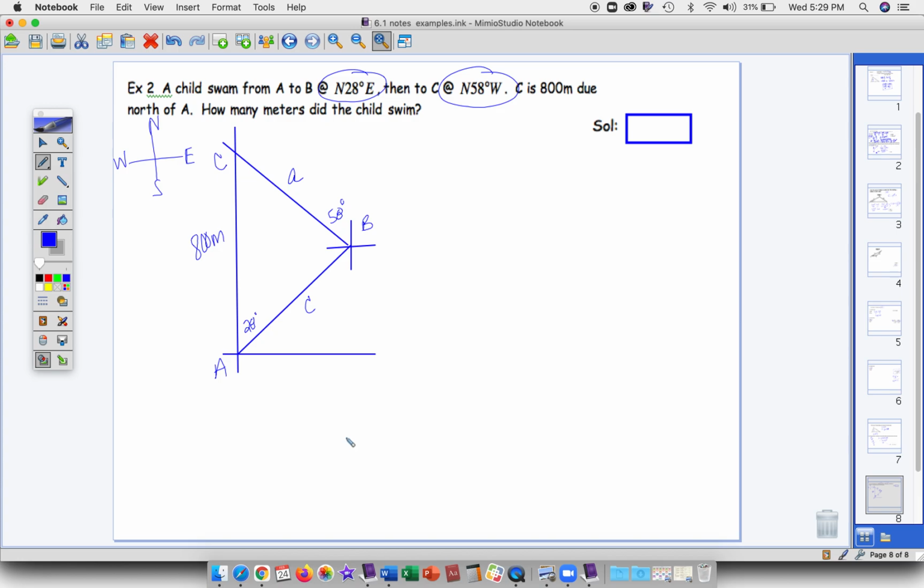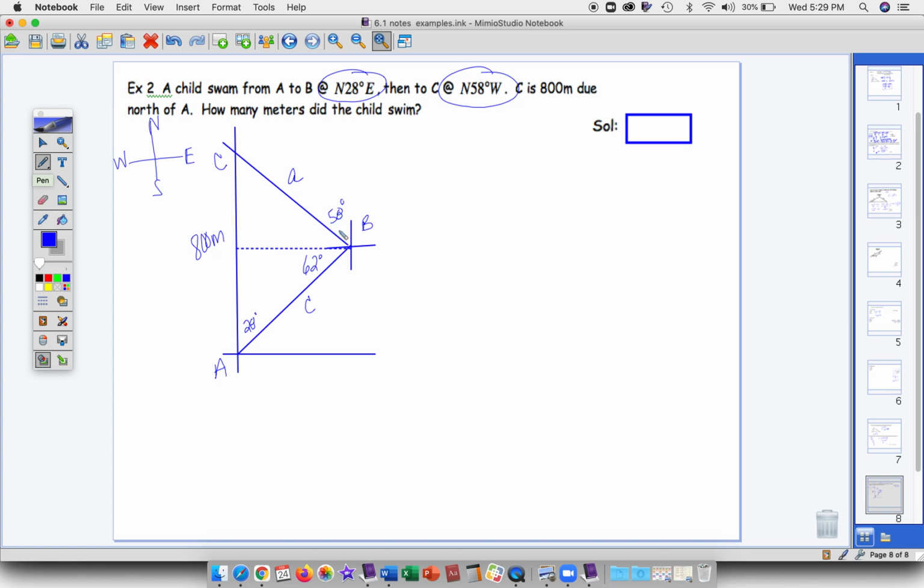So I need some more information here, I think. We've got this angle in the triangle. Remember, if I extend this horizontal, I'm actually going to do a dash, I get 2 right triangles. So if this is 28 degrees, this is the complement of it. So this would be 62.